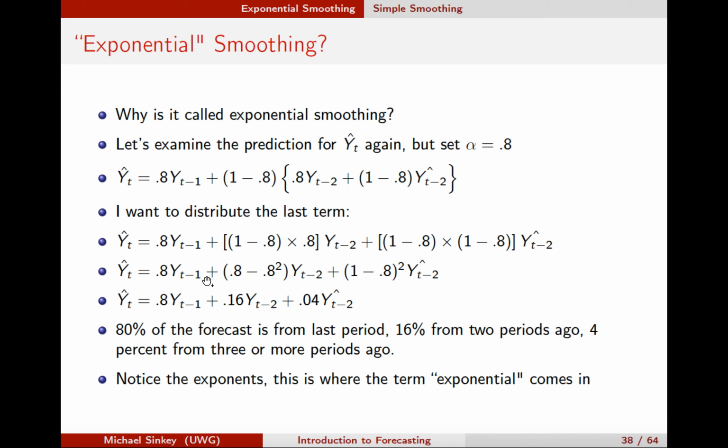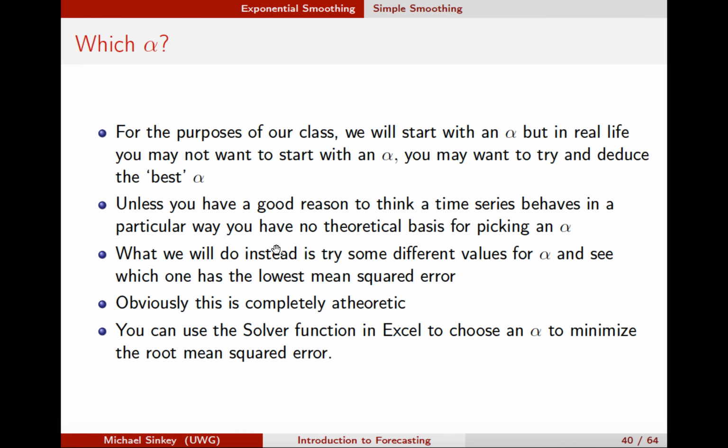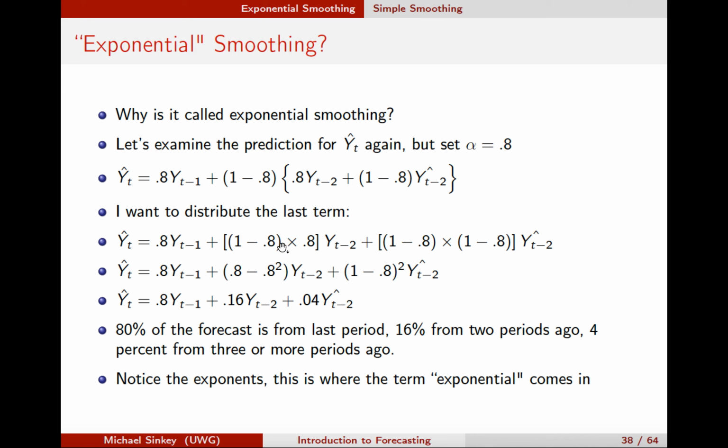Now, I have 0.8 times 1 minus 0.8 here, which is 1 times 0.8. That's 0.8 minus 0.8. Sorry. Minus 0.8 times 0.8 is minus 0.8 squared. Okay, so I have 0.8 minus 0.64. That's 0.16. And then I have 1 minus 0.8 squared. That's 0.2 squared. That's 0.04. 100% of the forecast is accounted for.